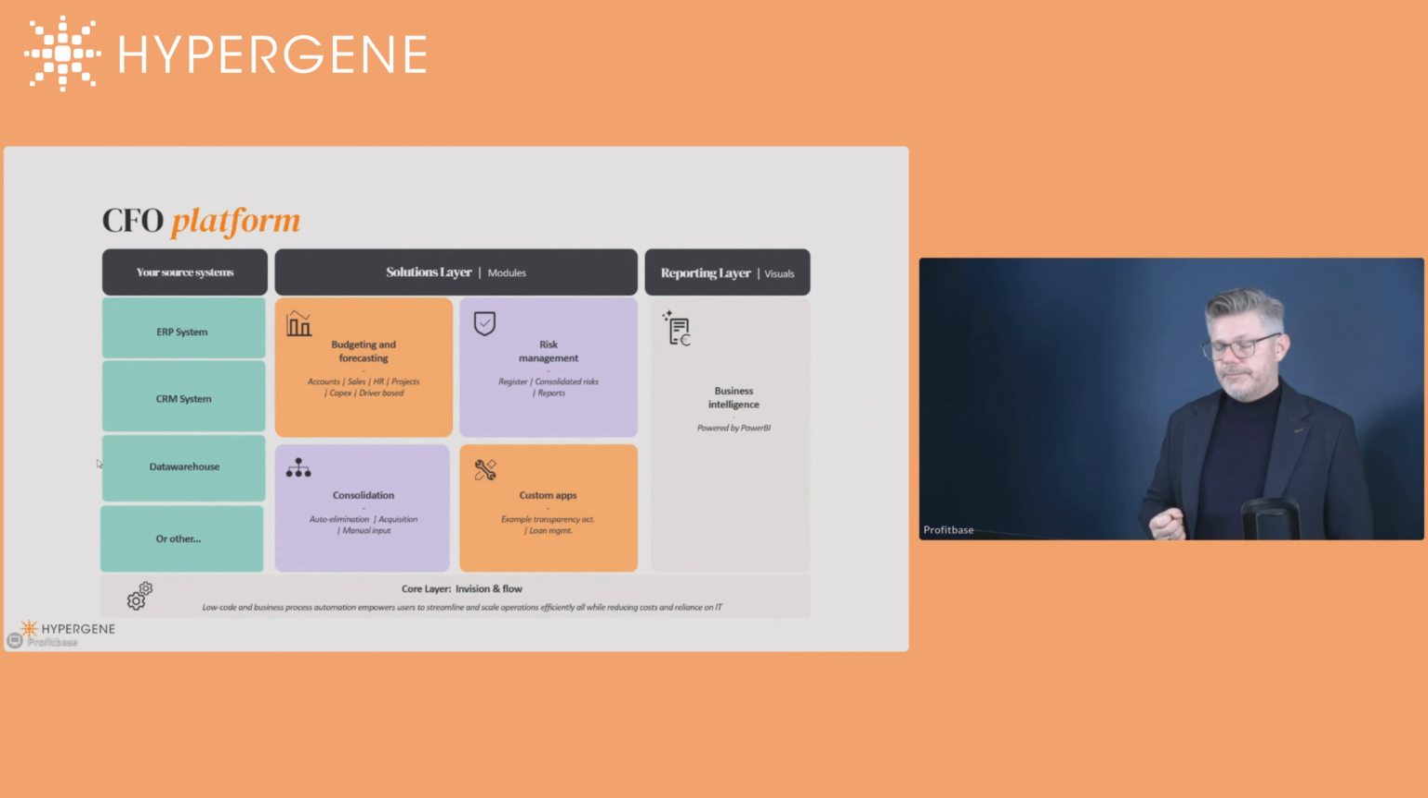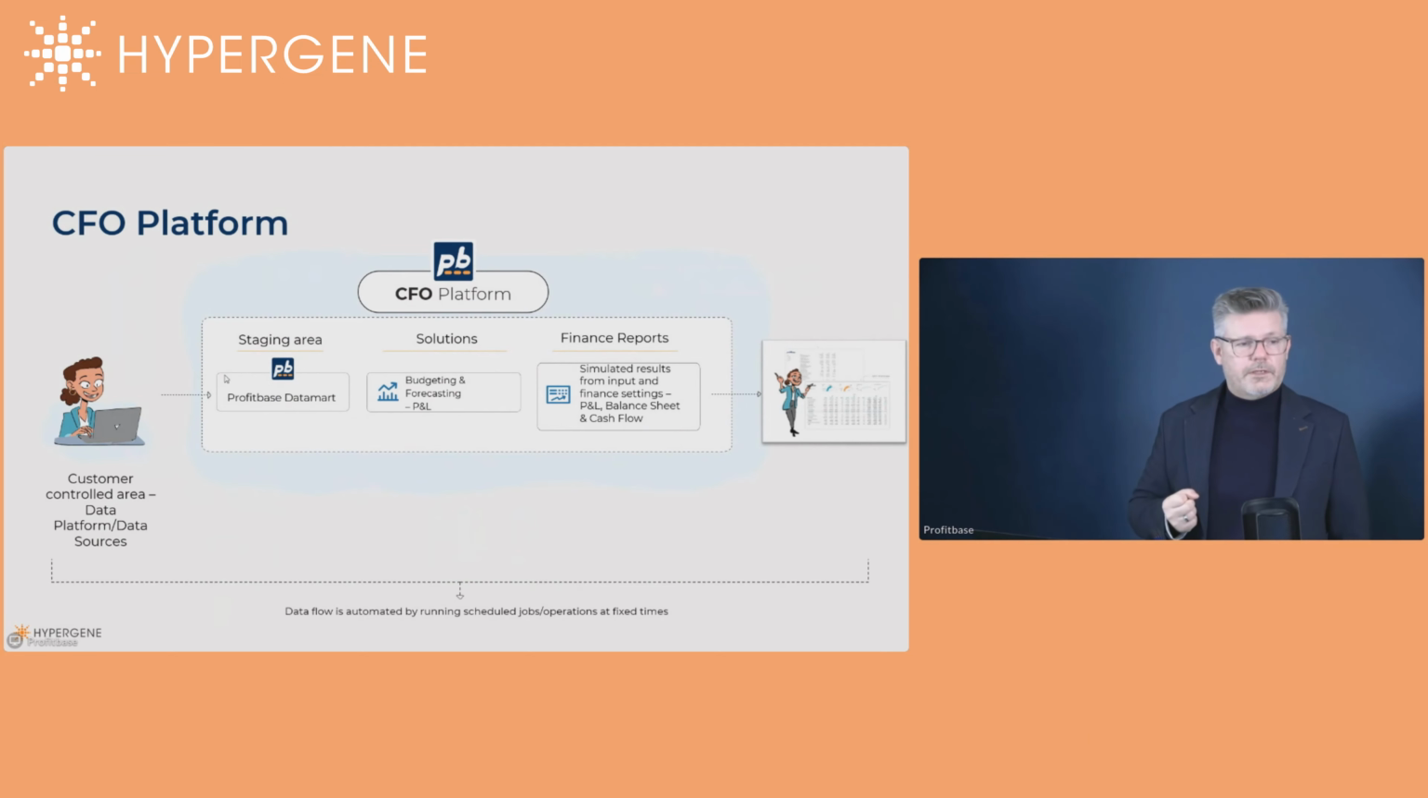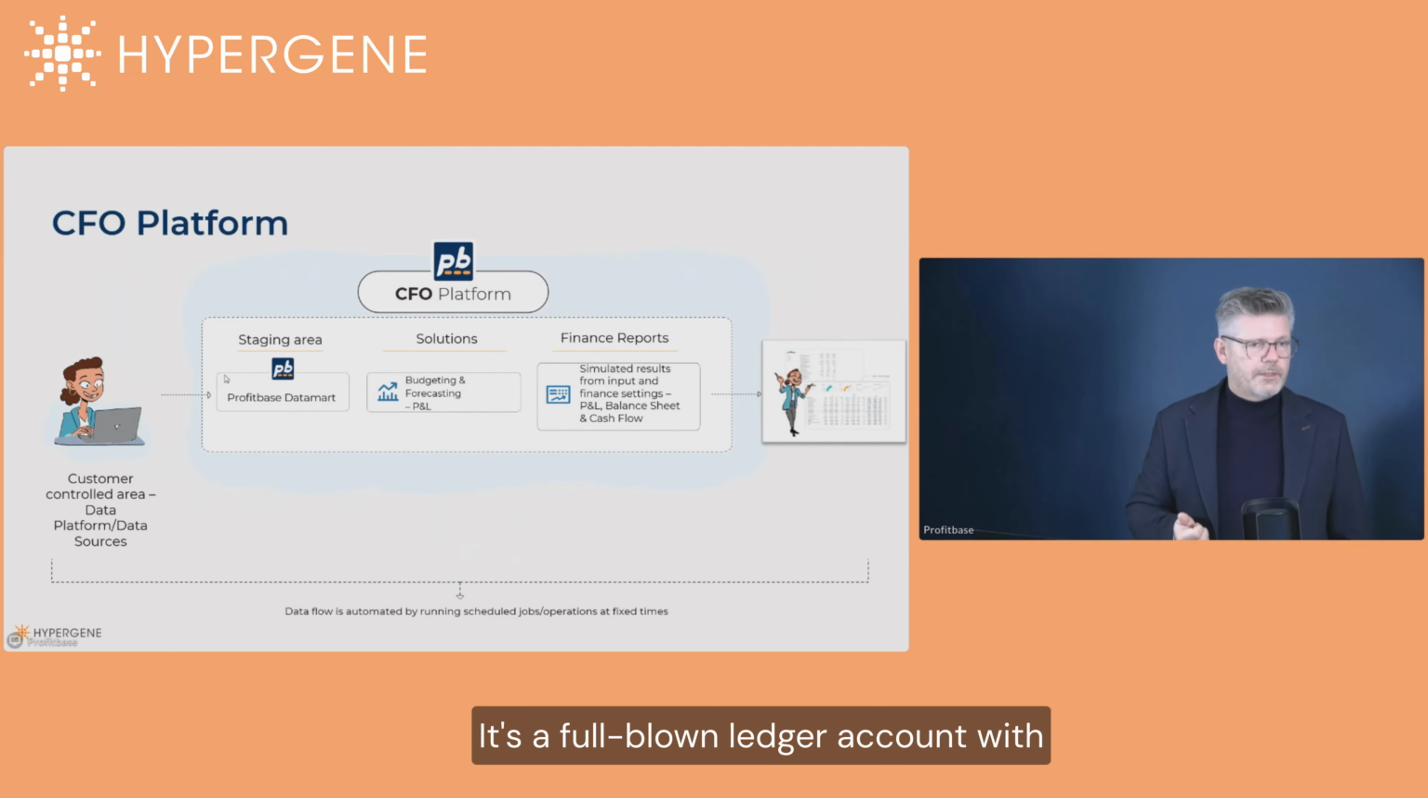This is also a visualization of how it flows, as an example for the CFO platform. We have the source data. We have a staging area where we typically do the extract. It's a good way to check if everything is extracted correctly, so you can go into the staging area and look at that. Then we have the solution, and then the output that the solution layer is giving, either a full-blown general ledger account with P&L, balance sheet, and cash flow, which then flows as an export into Power BI.